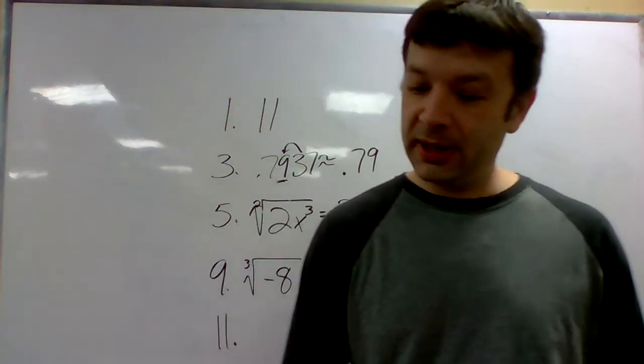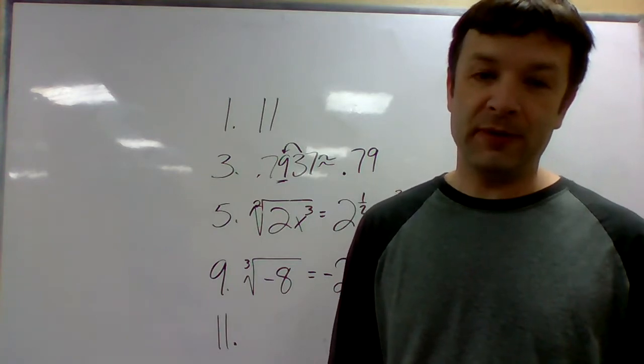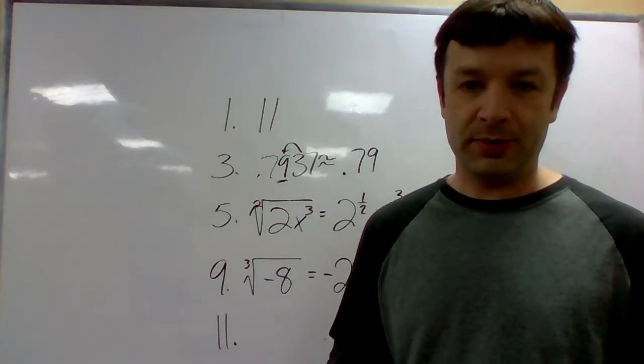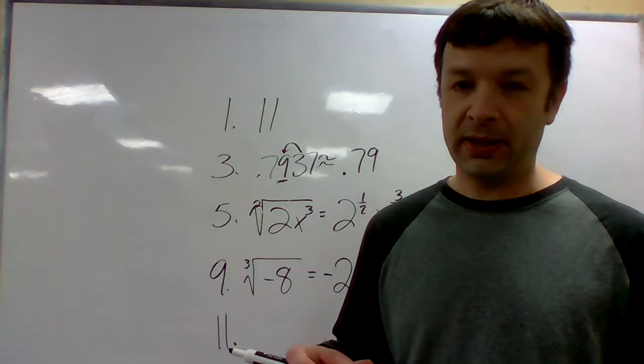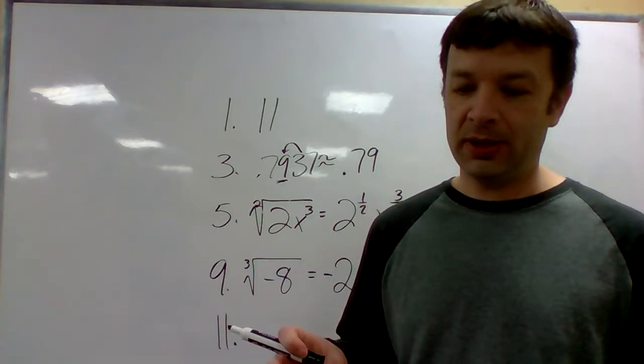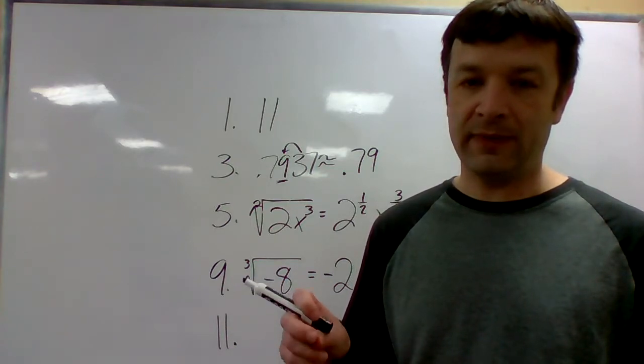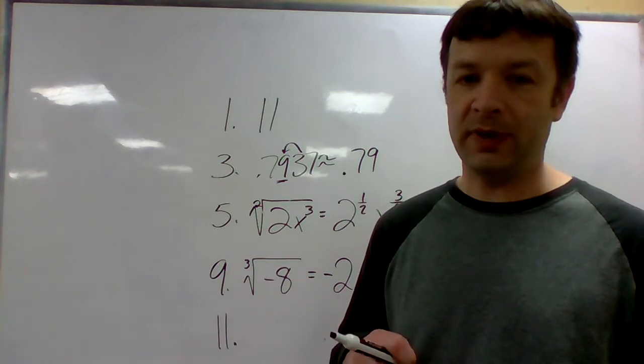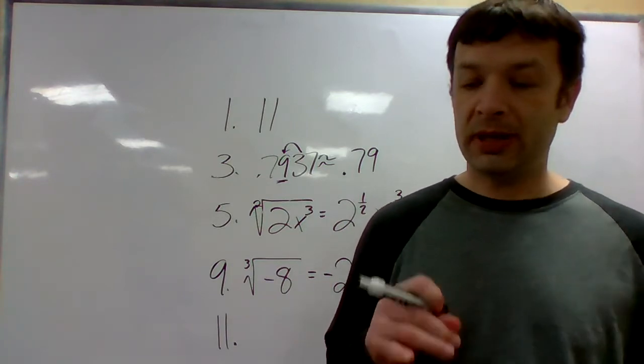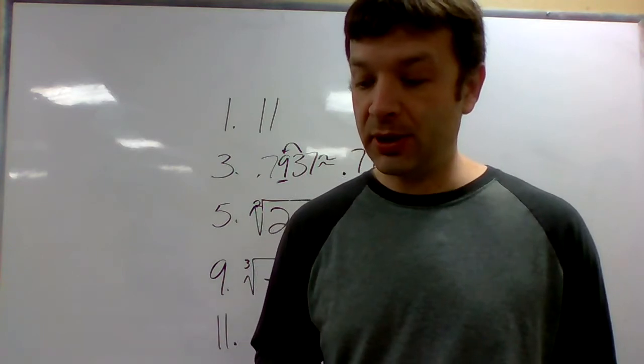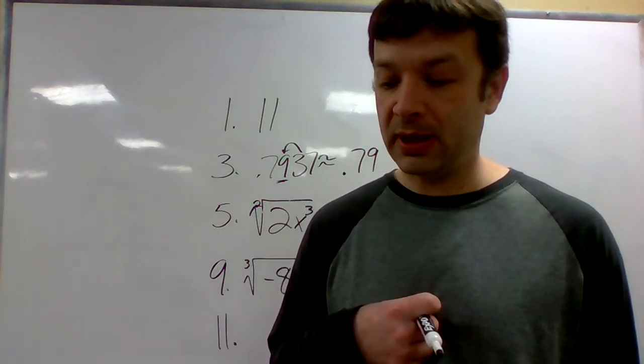Number 10 is different than all the rest, so I'm going to mention it. If you have a negative under the square root and you plug that in your calculator, you should get an error. Why does it say error? Because you can't have anything times itself equal negative. Any normal real number times itself doesn't equal negative. So 10 is just not real.